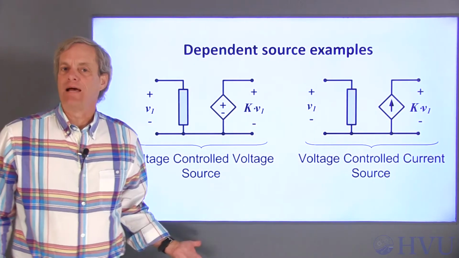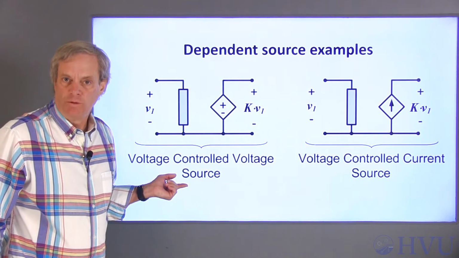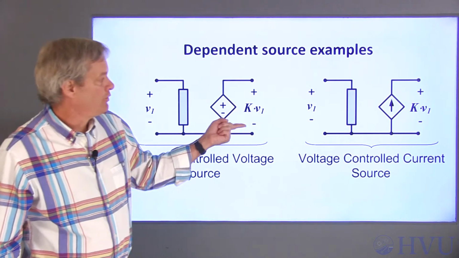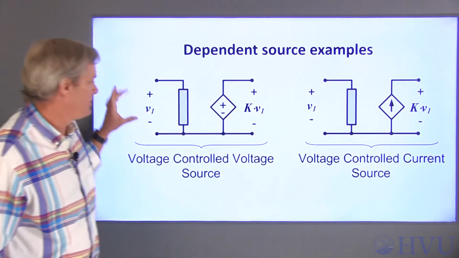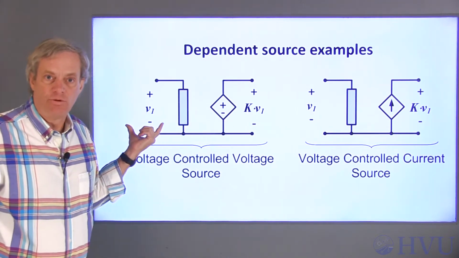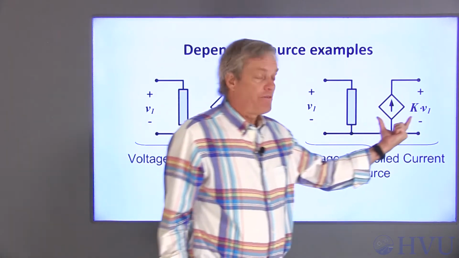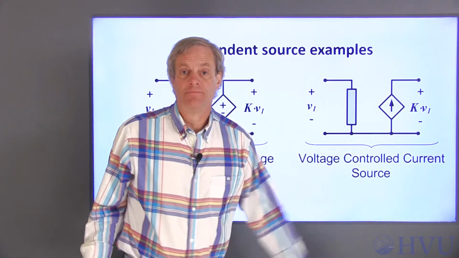Here are a couple of examples of dependent sources. This one is a voltage-controlled voltage source. The circuit symbol indicates a voltage source, and the voltage it applies is some number, K, times a voltage elsewhere in the circuit. So it's a voltage source that's controlled by a voltage. This is a voltage-controlled current source. The current that the source puts out is based on a voltage somewhere else in the circuit.